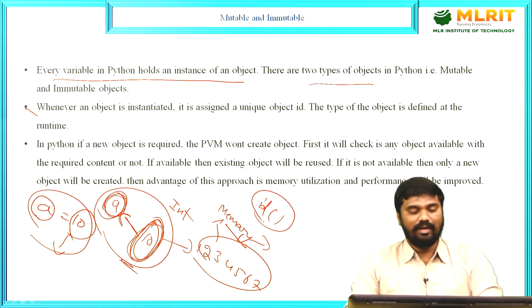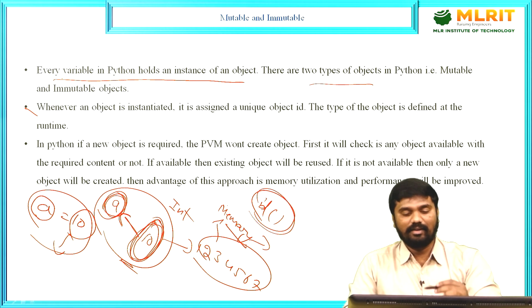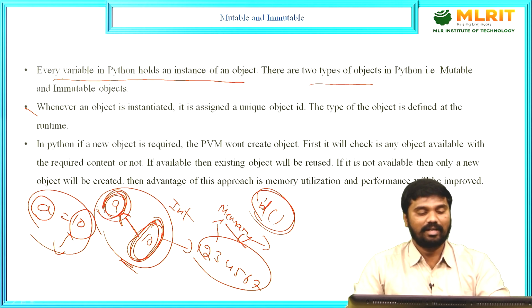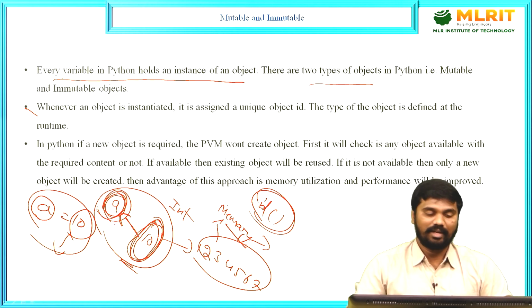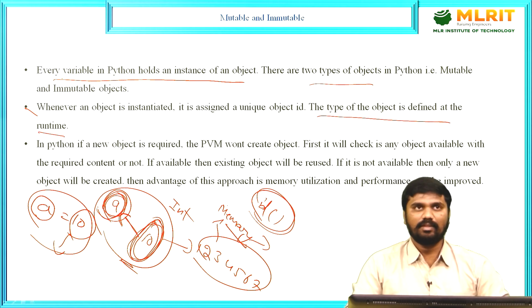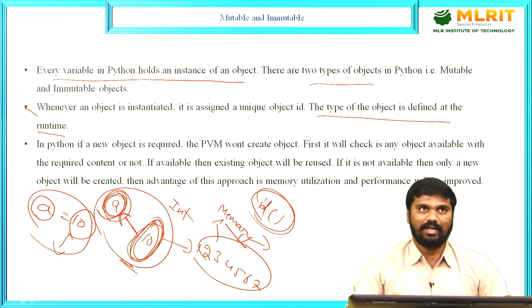Then, after the unique address is assigned, at runtime the Python virtual machine assigns the data type for the object.